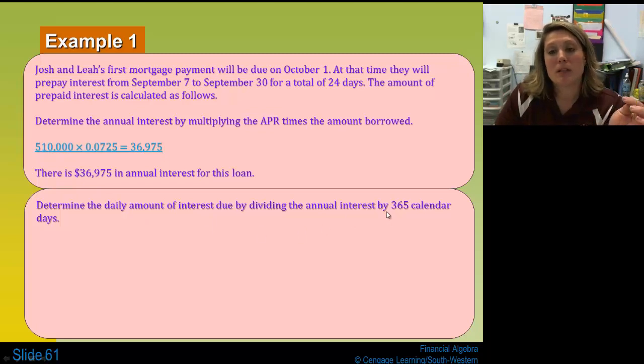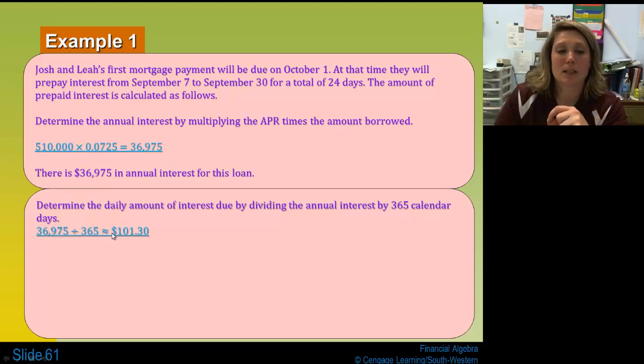Here's where we have to do a little bit of division because there are 365 days in a calendar year. So we take the $36,975 and divide it by 365 days, and it works out to be approximately $101.30 per day. Now, if you remember back up here, they're responsible for 24 days' worth of interest.